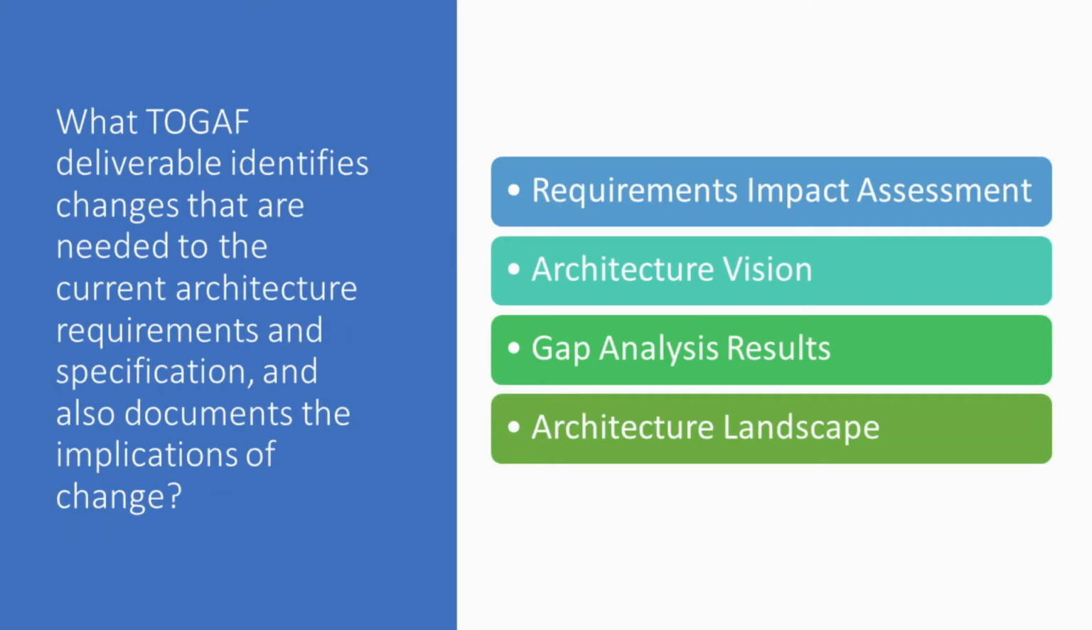What TOGAF deliverable identifies changes that are needed to the current architecture requirements and specification, and also documents the implications of change? Options we have: A. Requirements impact assessment. B. Architecture vision. C. Gap analysis results. D. Architecture landscape. Correct answer for this question is option A. Requirements impact assessment. Because throughout the ADM, new information is collected relating to an architecture. As this information is gathered, new facts may come to light that invalidate existing aspects of the architecture. A requirements impact assessment assesses the current architecture requirements and specification to identify changes that should be made and the implications of those changes. Let's talk about next question.